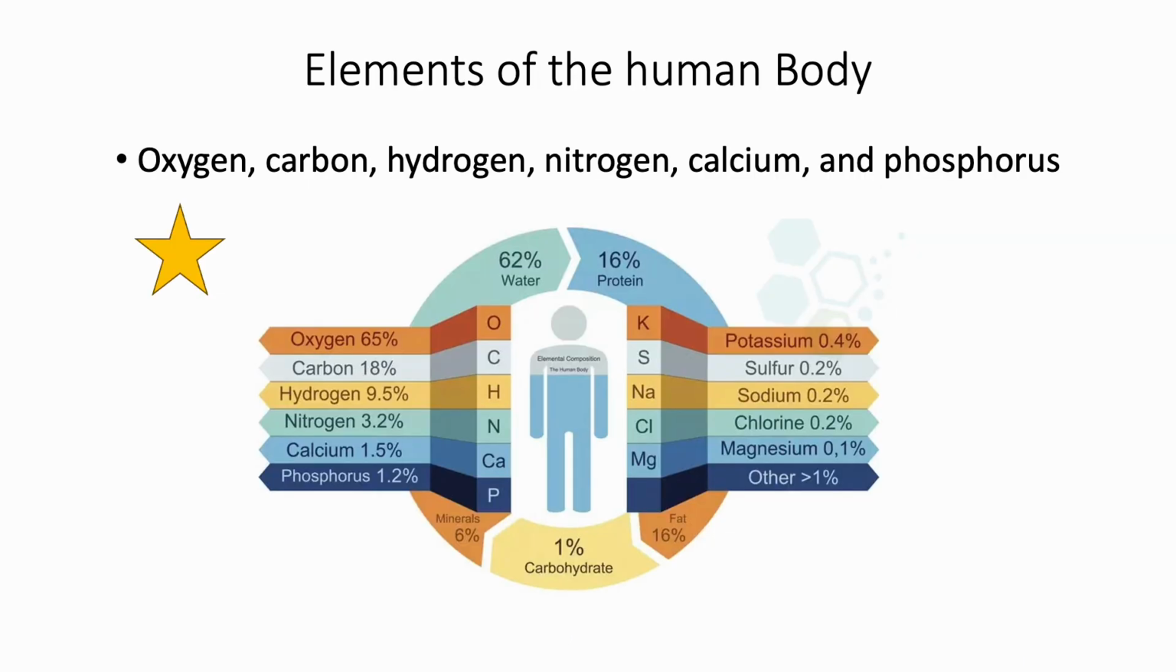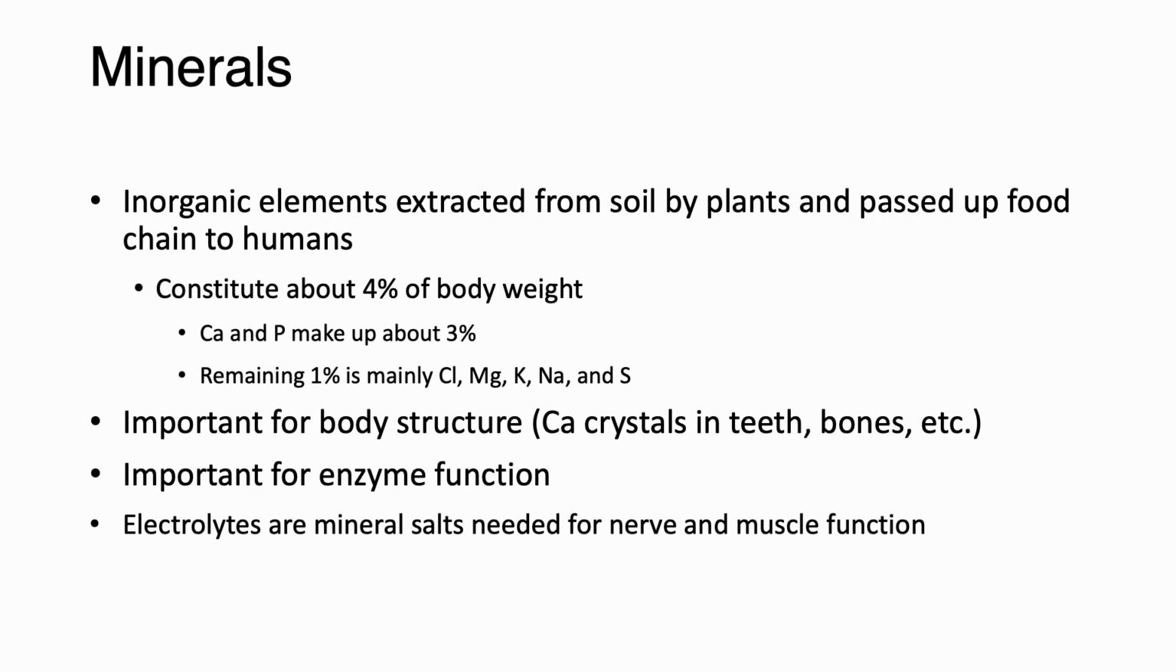So again, here we see the elements of the human body. We have oxygen, carbon, hydrogen, nitrogen, calcium, and phosphorus. I like this image I found on Google. It also shows you how much water we are made up of, the minerals, how much fat makes up our body, and the other lesser elements. We have minerals. What are minerals? Minerals are inorganic elements extracted from soil by plants.